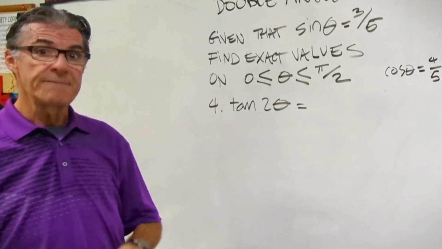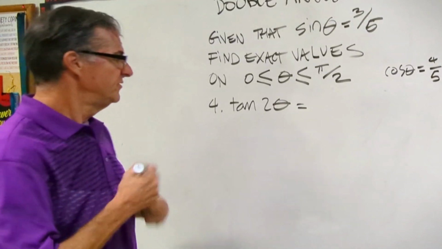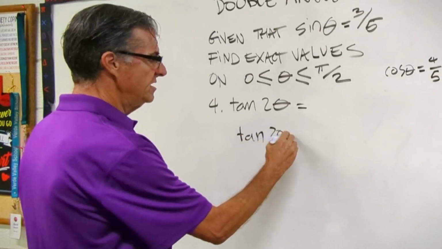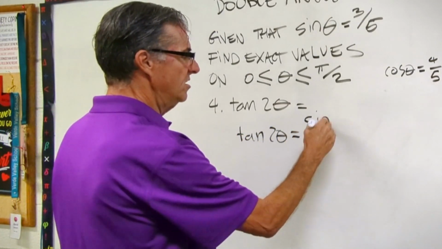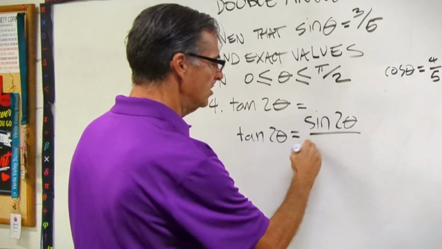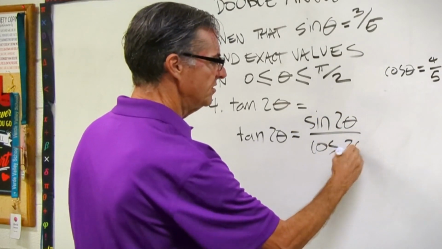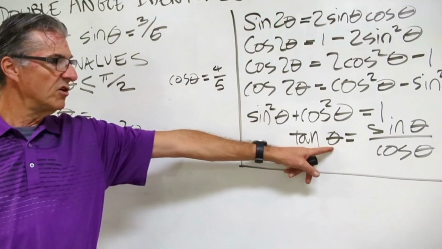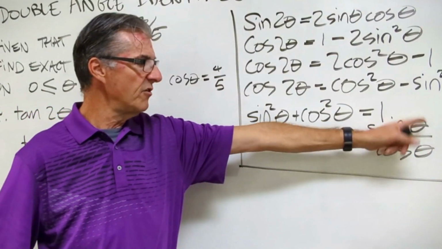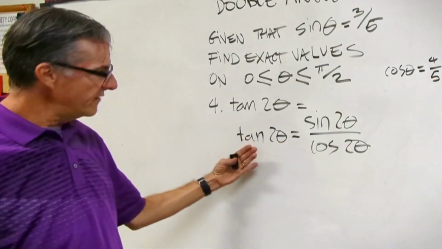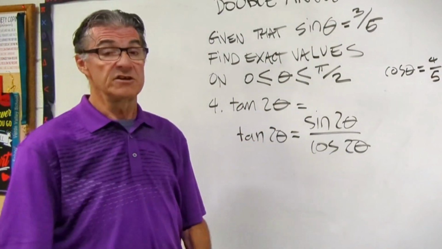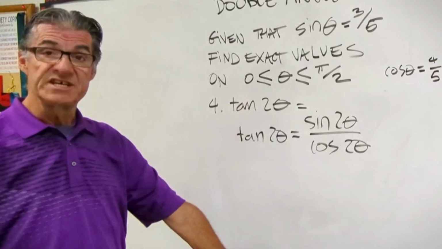I'm going to do one step and then I'm going to have you finish it. So tangent of 2 theta is going to be sine of 2 theta over cosine of 2 theta. I'm using this identity. Now, if I've doubled the angle here, all I got to do is double the angle there and there, which is what I've done. So I've done the equation that I need. Now, I'd like you to pause the video and finish this up.